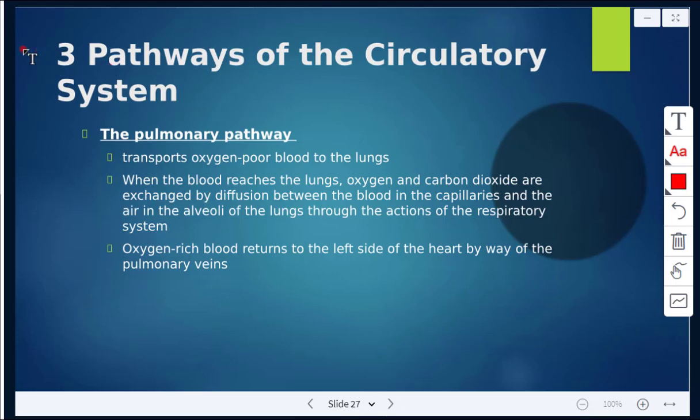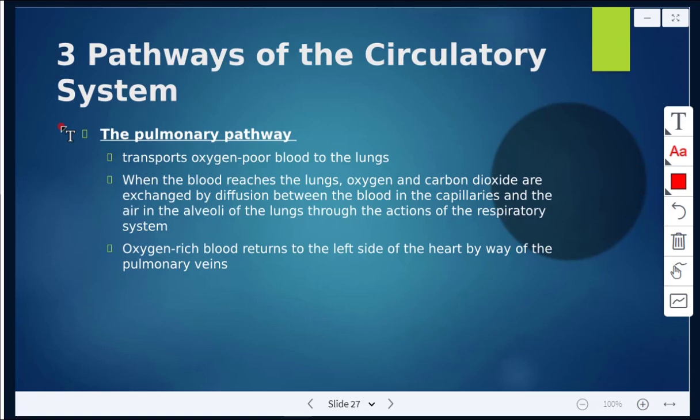All right, next we're going to review the pathways of the circulatory system. This will be a bit of a review. There are 3 pathways of the circulatory system. The first is the pulmonary pathway. Every time you see the word pulmonary, it means pertaining to the lungs.